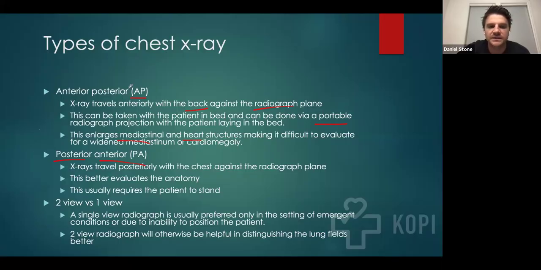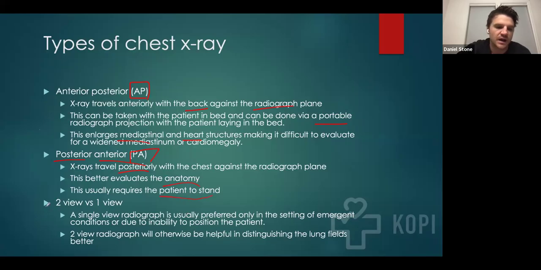So if a patient has an AP radiograph, it would be hard to compare it to a PA. The reason is that the PA will actually shoot everything and enhance things posteriorly first. So the X-ray travels posteriorly, which gets a better view of the cardiac silhouette and allows for a better view of the anatomy. It does require the patient to stand though.